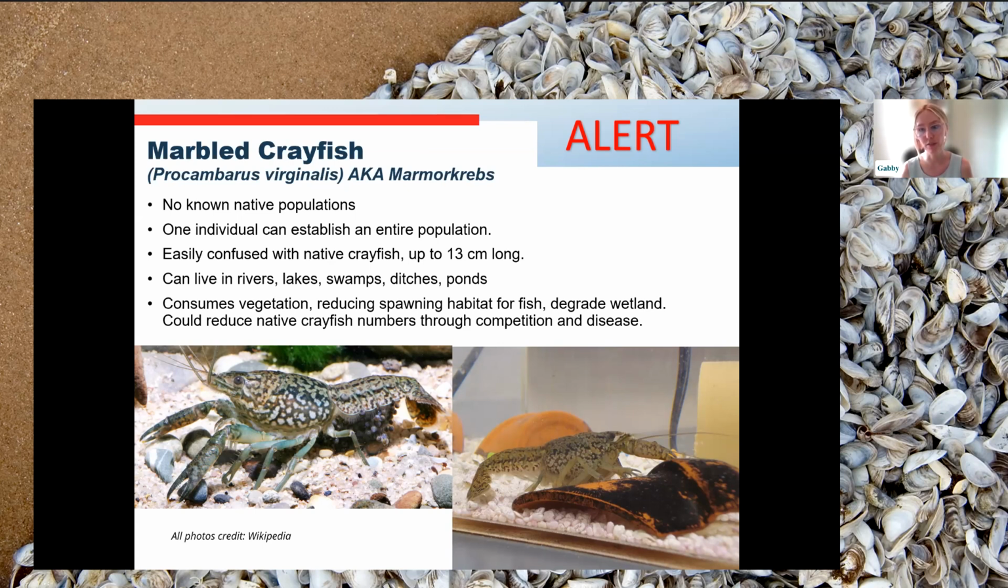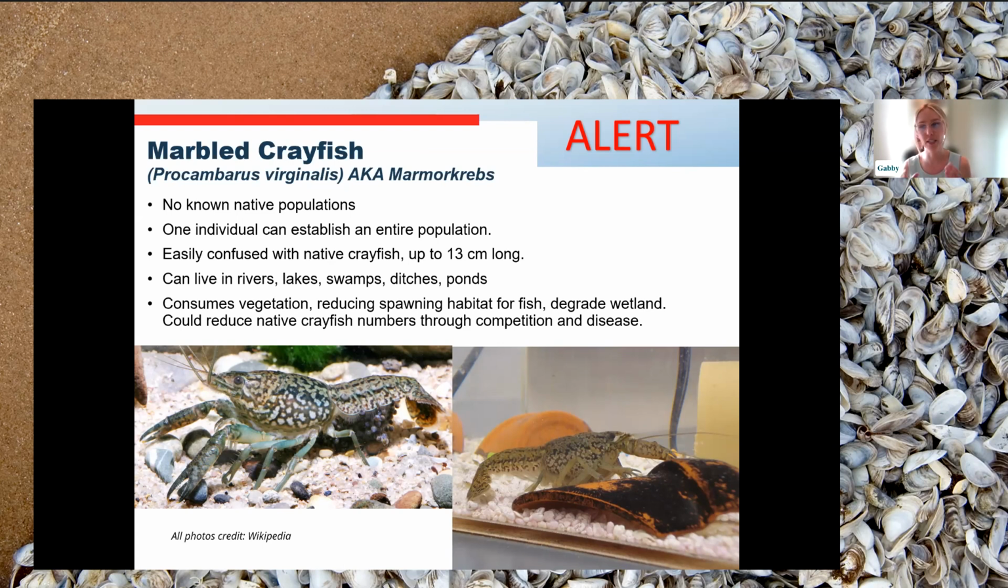Making sure you're disposing of it properly is a big way that we can prevent the spread. So not yet reported in Canada, and we're hoping to keep it that way. As far as identification, it is similar in size to some of our native crayfish species. So it can be about 13 centimeters long.